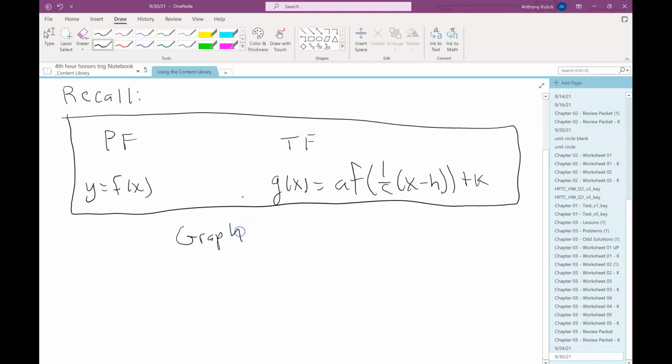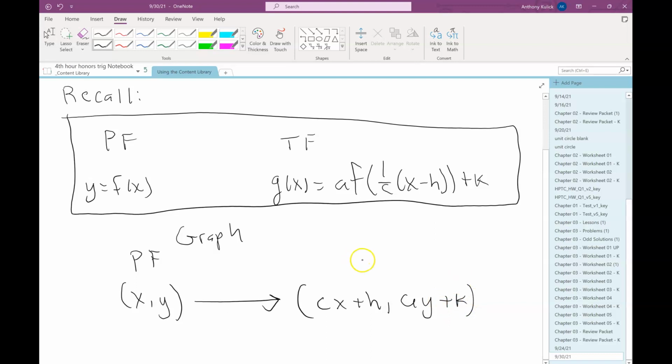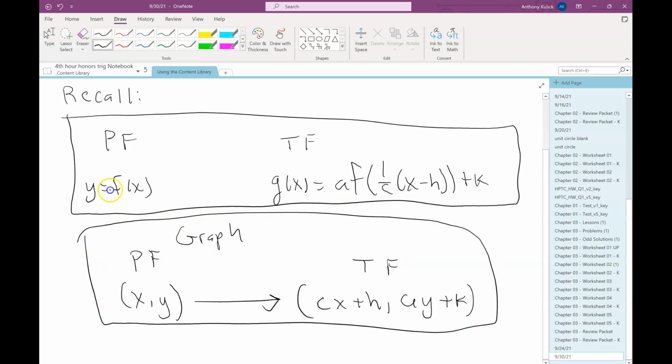So that's how I can transform the algebraic representation, the equation. I can transform by doing that. And then the graph, I can take a point from the parent function and then transform it by doing cx plus h, ay plus k. So this is like our equation.